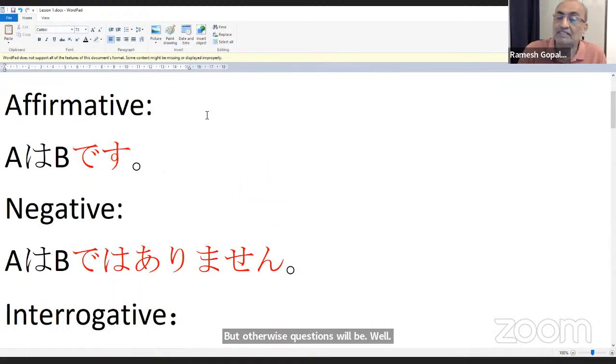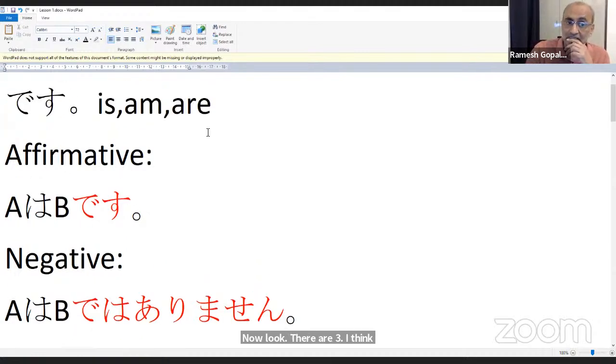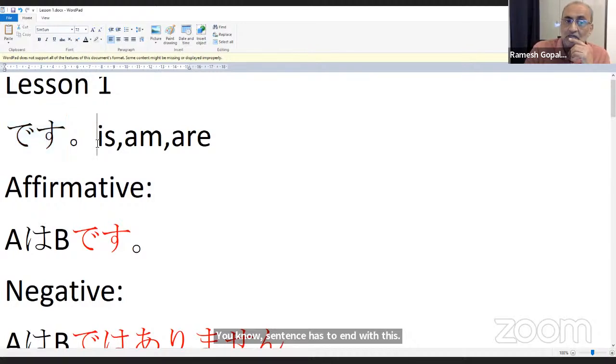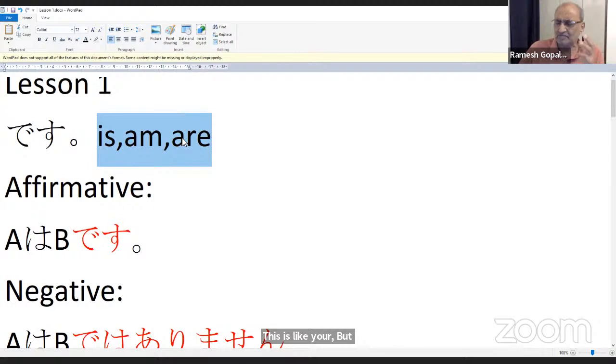Now look, there are three. Having said this, now we'll go into the other things. Your sentence has to end with this, I told you. This is like your verb is, am, are. But they are not considered verbs. This is not considered a verb in Japanese. They call it copula. But anyway, leave that. Let us understand it as a verb, because it means is, am, are. But you can hear in some places in Japan people saying desu. You can hear people saying des. What does it mean? Is, am, are.